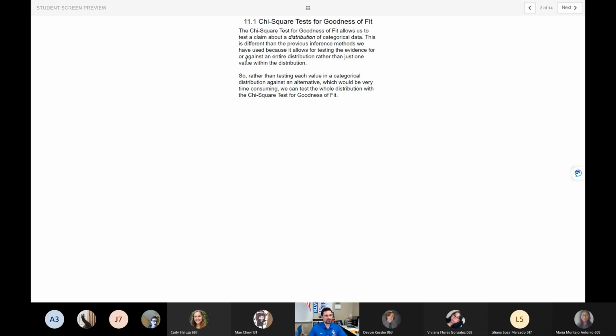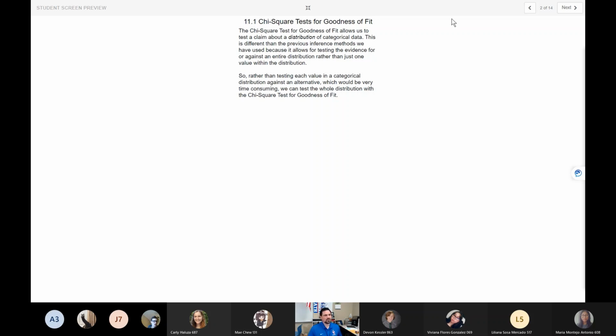The chi-square test for goodness of fit allows us to test a claim about a distribution of categorical data. This is different than the previous inference methods we've used because it allows for testing the evidence for or against an entire distribution rather than just one value within the distribution. So rather than testing each value in a categorical distribution against an alternative, which would be very time consuming, we can test the whole distribution with the chi-square test for goodness of fit. That's the big idea here.